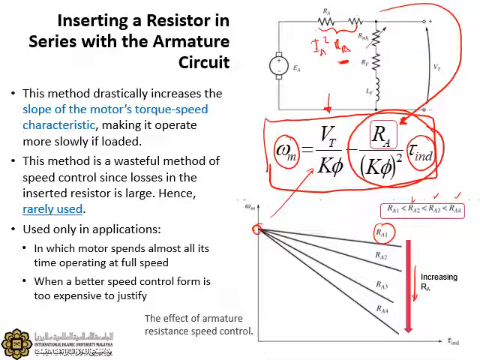And another reason that this technique is used is when the motor spends almost all its time operating at full speed. The key word here is full speed. When it's running at full speed, then the load becomes minimum, and therefore IA is also minimum, and therefore you can keep the losses still low. So these two are basically the reasons you may have when you decide to use it.